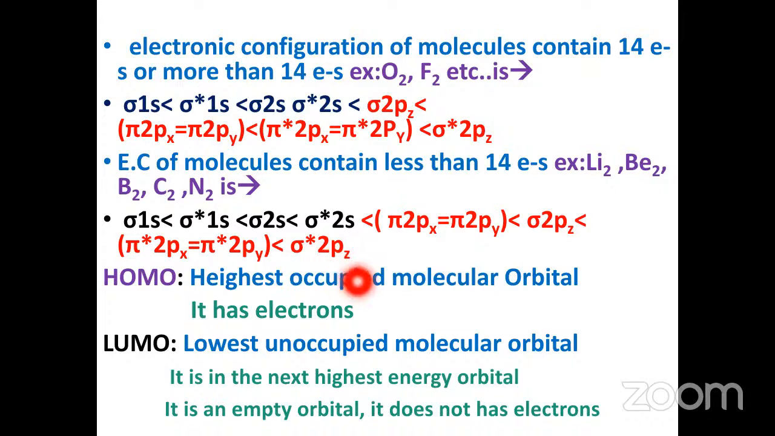And also, how to find the HOMO and LUMO. What is HOMO? HOMO is the highest occupied molecular orbital. It has electrons. LUMO is the lowest unoccupied molecular orbital. That means it is the next highest energy orbital. It is an empty orbital, that means it does not have any electrons. So this is the HOMO and this is the LUMO.